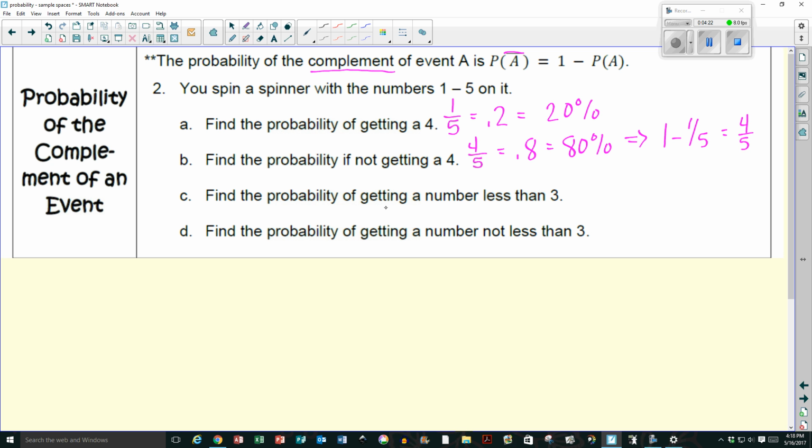Find the probability of getting a number less than 3. Well, there are 2 numbers out of the 5 that are less than 3. So that would be about 40%. Find the probability of getting a number not less than 3. So that would be 3 out of 5, which would be your 60%.